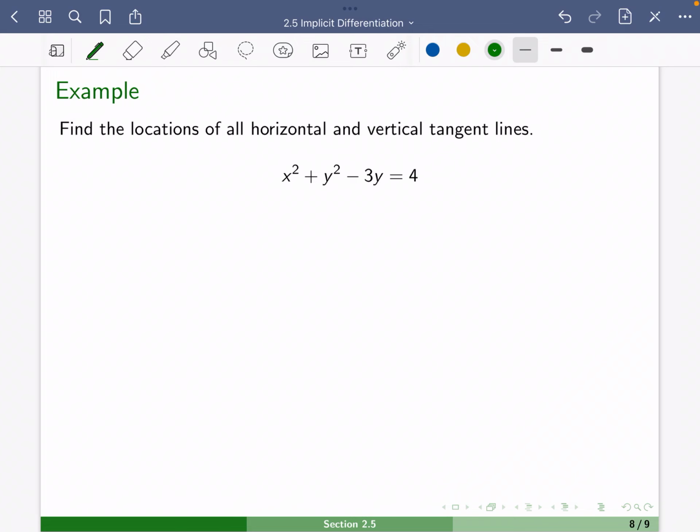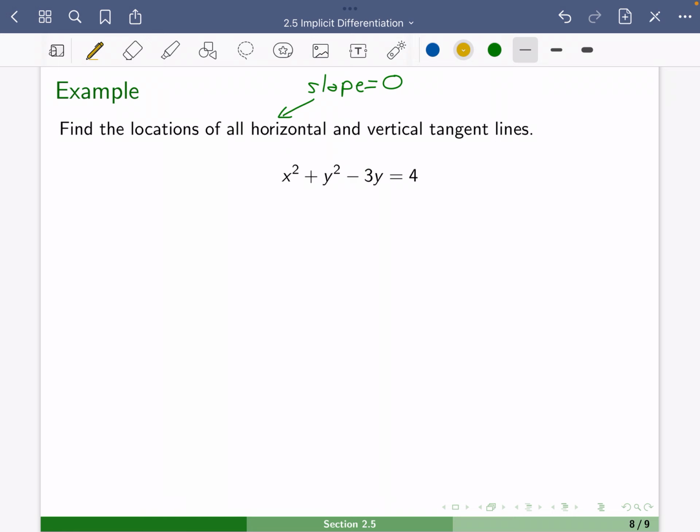In this video, we are going to look at an example where we use implicit differentiation so that we can find locations of horizontal and vertical tangent lines. Let's recall, if we have a horizontal tangent line, what does that mean? It means the slope of the line is 0, and so our derivative is 0. So if we're trying to find horizontal tangent lines, we want to know when the derivative is equal to 0.